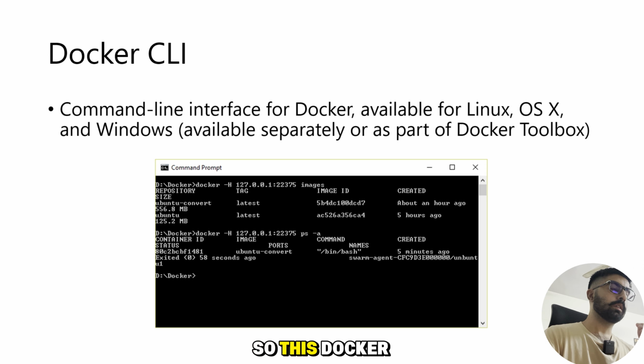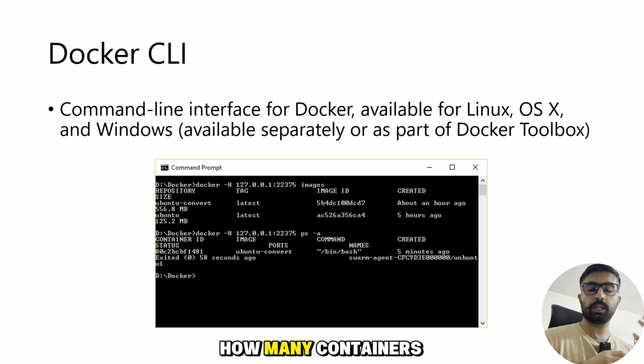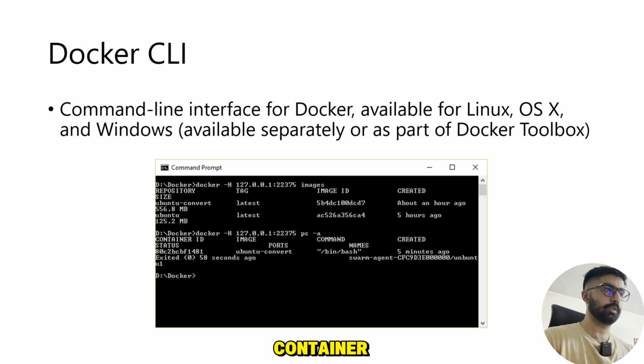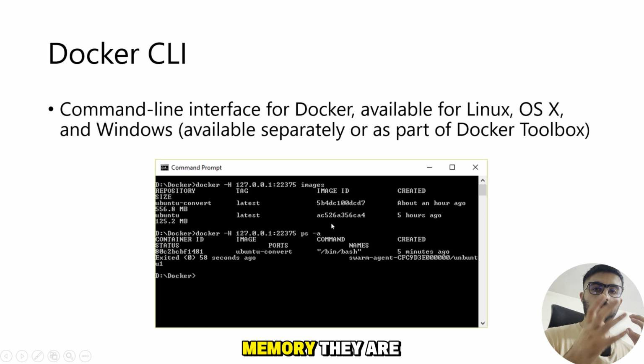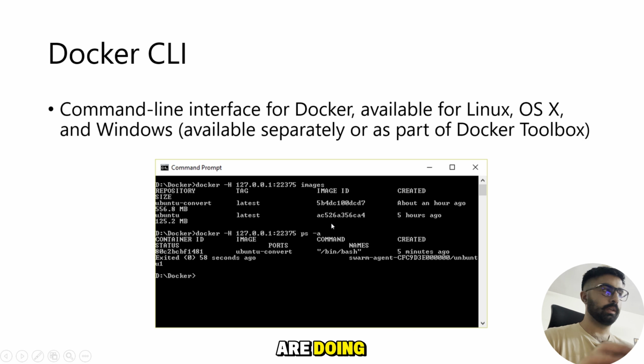So this Docker CLI lets you see which containers and images you have pulled, how many containers are currently running, and how much memory is being used by every Docker container. So Docker CLI gives users a simple interface to see how Docker containers are running, how much memory they are consuming, and what the Docker containers are doing inside.